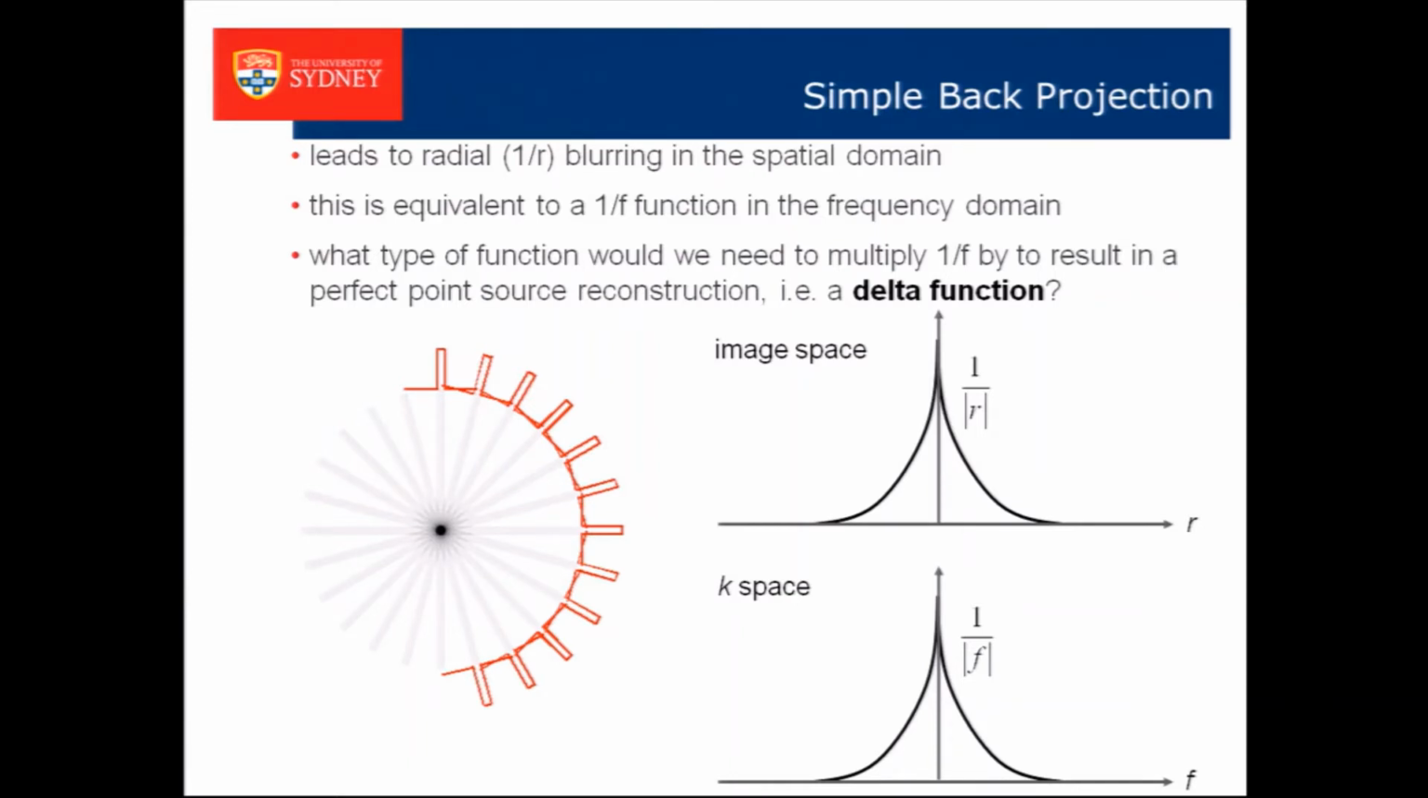To compensate for this problem, the question posed is, what type of function would we need to multiply 1 over f by to result in a perfect reconstruction of a point source, that is a delta function? The answer is that we would need to multiply by a ramp filter. A ramp filter, shown here as a dotted line, would compensate for this function perfectly mathematically. And it's the ramp filter that is used in a reconstruction method that you may have heard of called filtered back projection.